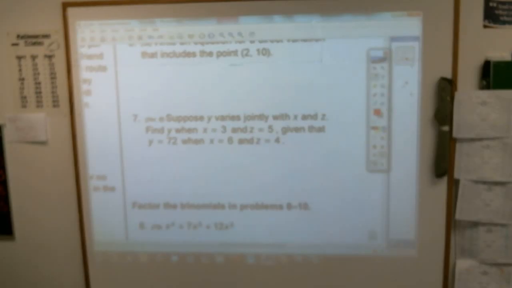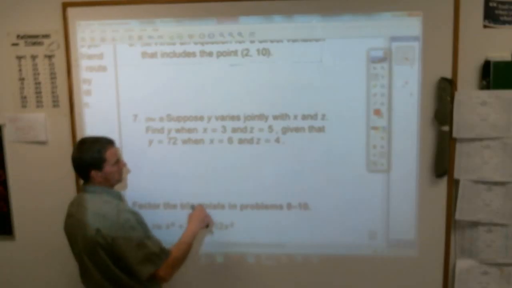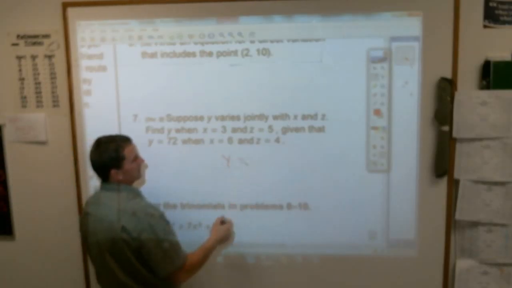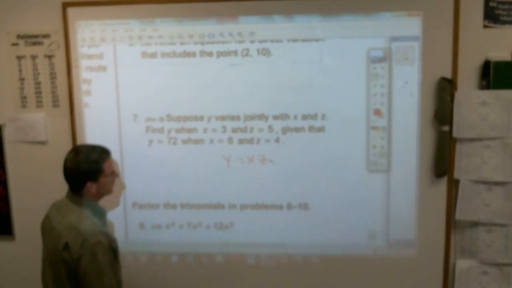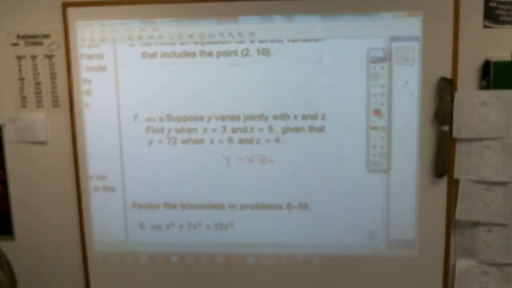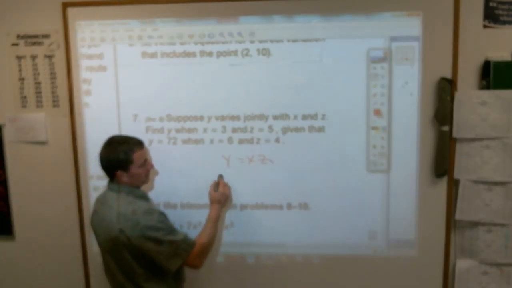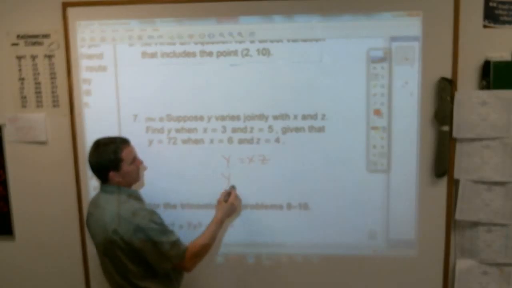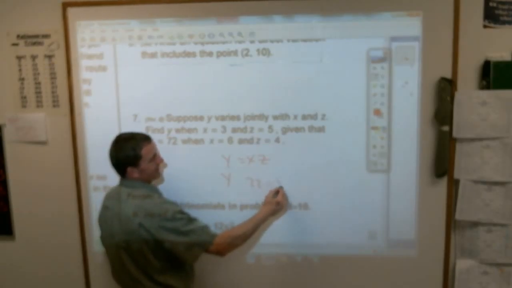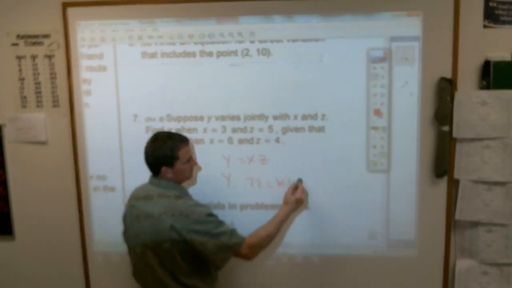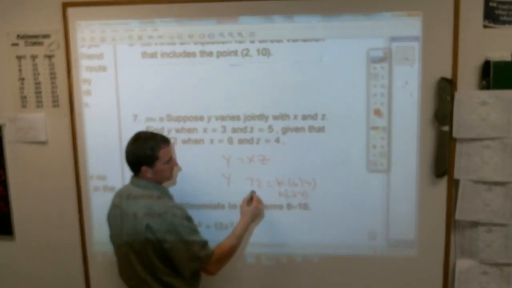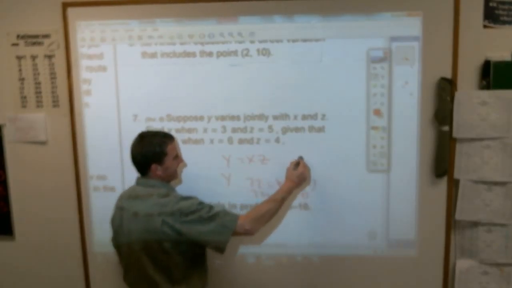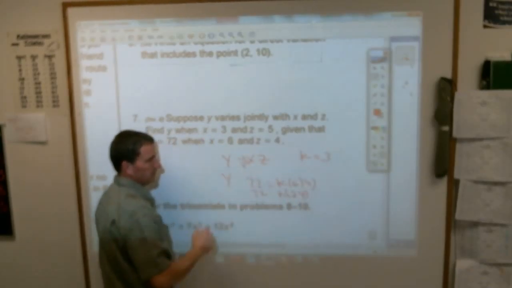I believe it's just direct variation, where y has to vary equally with x and z. When y is 72 and x and z are 6 and 4, 24 times 3, it would look like this. We know that y, 72, equals a constant times 6 times 4. So 24 times what number gives you 72? 3. So my k is 3.